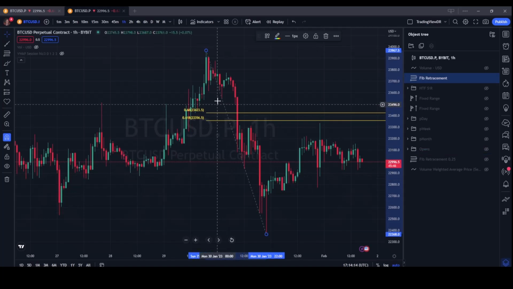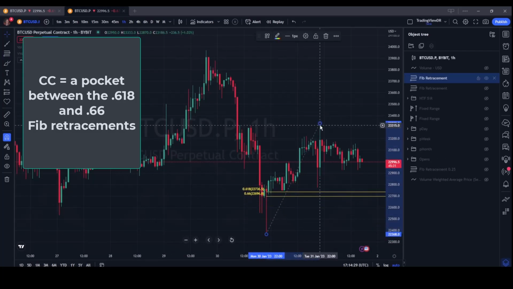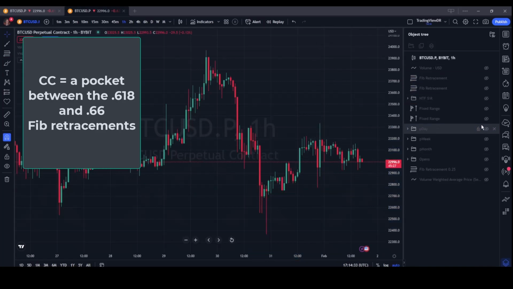Okay, and here I'm going to pull a fib from high to low, and all I want is the CC, and then I'm going to pull another fib locally from low to high, and all I want there is the CC.